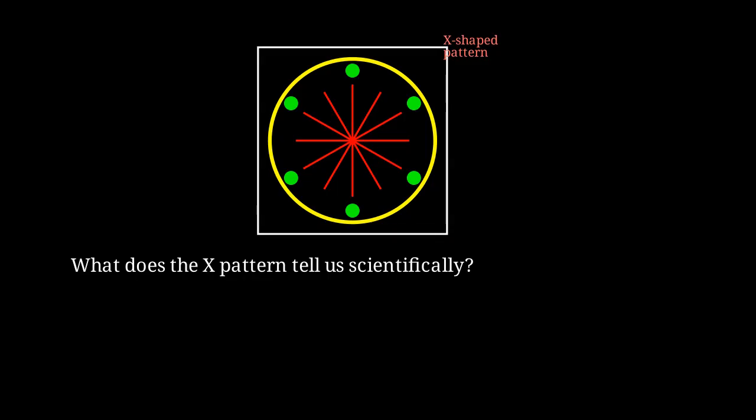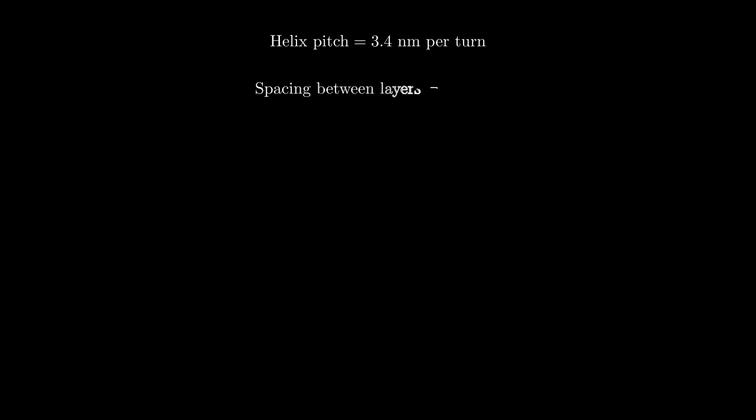one complete turn. From the diffraction data, Franklin calculated that the helix makes one complete turn every 3.4 nanometers. She also measured a repeating distance of 0.34 nanometers, suggesting regular stacking of bases perpendicular to the helix axis. Now let me explain how James Watson and Francis Crick used this data to build physical models of DNA structure.